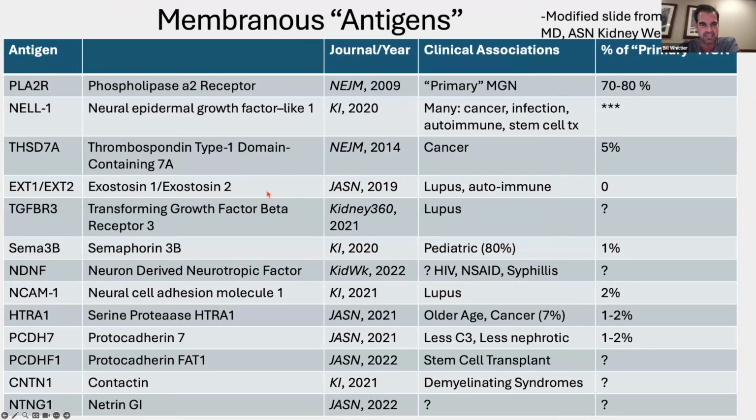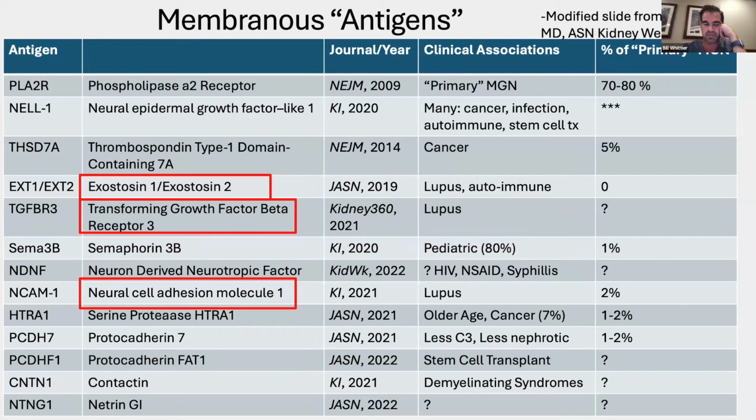Yeah, I think it's nice to go over this evidence, and just as a reminder, exostosin is not the only antigen associated with lupus membranous. It's the one that's the most talked about, and certainly the only one that I know of that's available commercially, and that's why we checked for it. And it was negative in our case, just like PLA2R was. But there are a couple of others out there, such as transforming growth factor beta and also NCAM1 that are associated with lupus too.